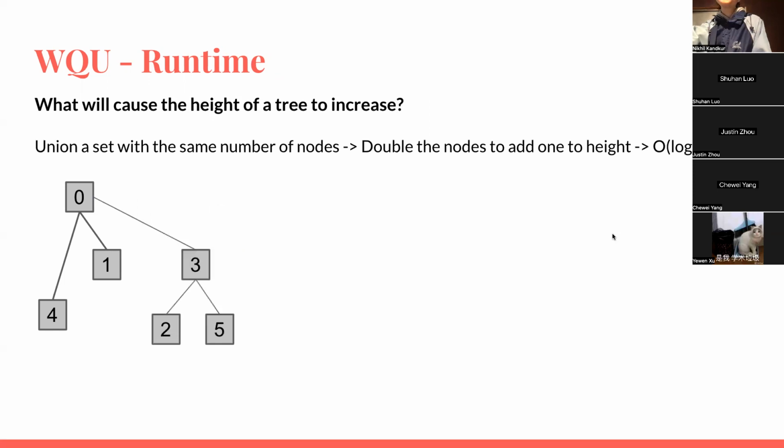So basically, unioning a set with the same number of nodes doubles the nodes and adds 1 to the height, which becomes log n.